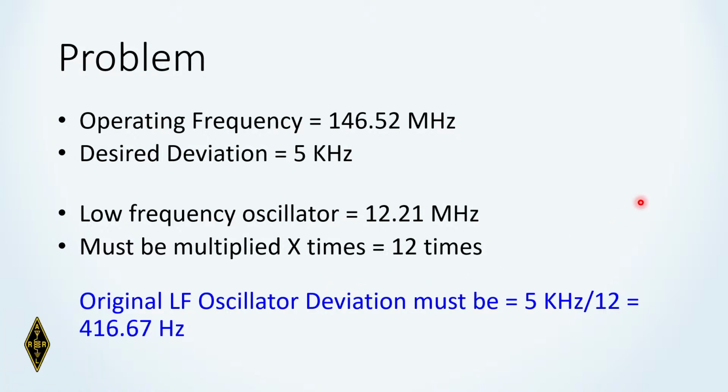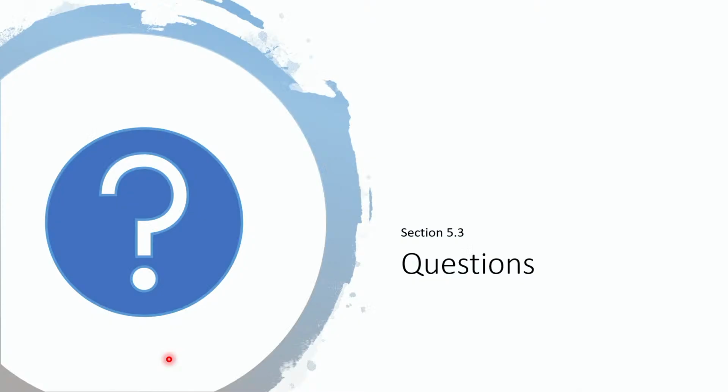An operating frequency of 146.52 with a desired deviation of 5 kilohertz. Remember, that's our standard. And we start with a low frequency oscillator of 12.21 megahertz. That's what they used to do. They used to start down there and frequency modulate down there and then multiply it up. And if you take 146, divide it by this 12.21, you'll find it's 12 times. And so to get the right deviation in the end, 5 kilohertz, you take 5 kilohertz and divide it by 12. And you come up with the original oscillator at 12.21 megahertz must be deviated by 416.67 hertz. Frequency multipliers multiply the oscillator frequency up to the operating frequency, and they also multiply the deviation by the same factor.